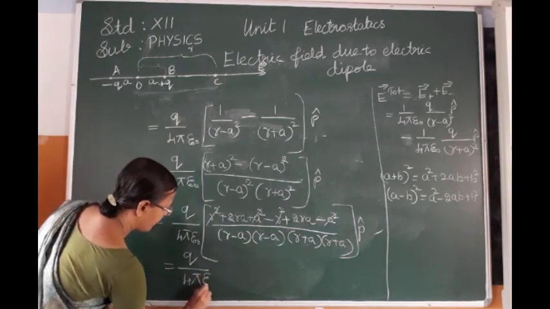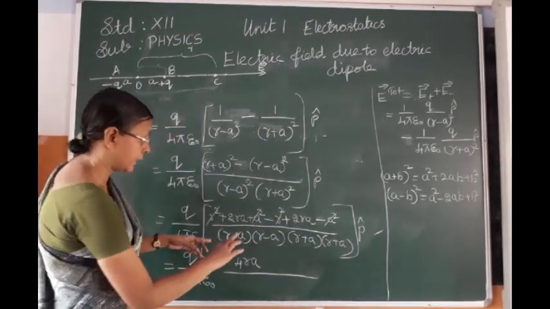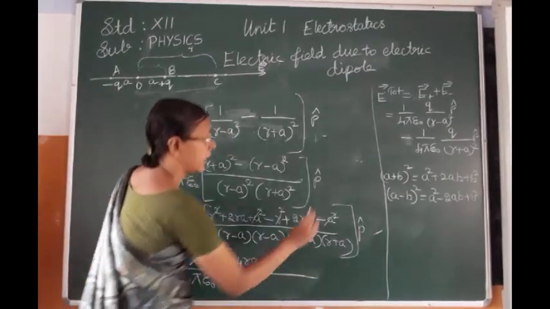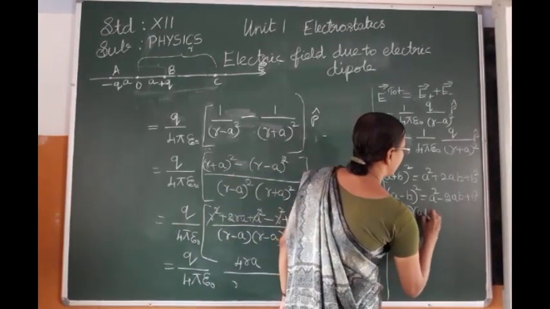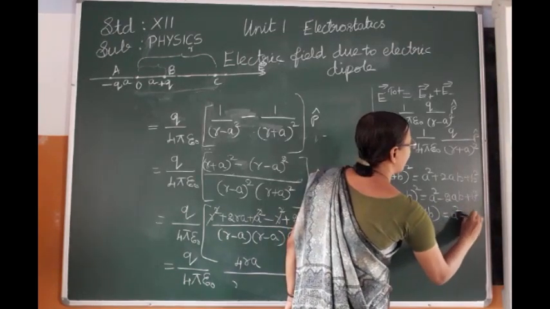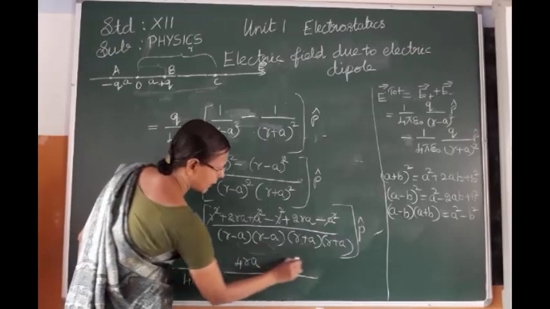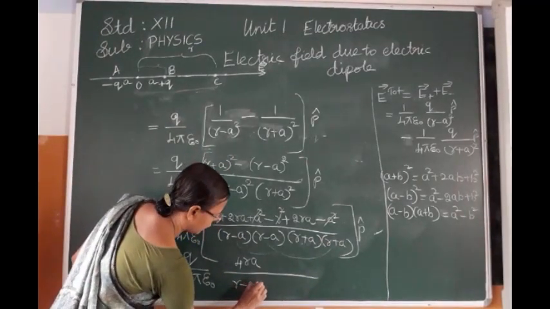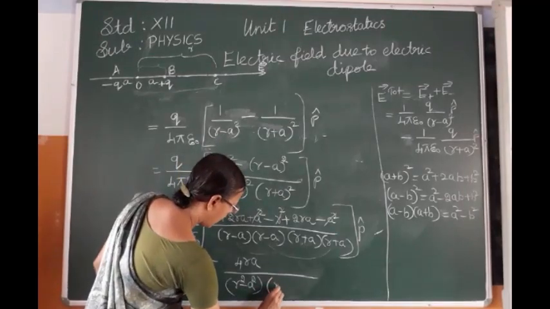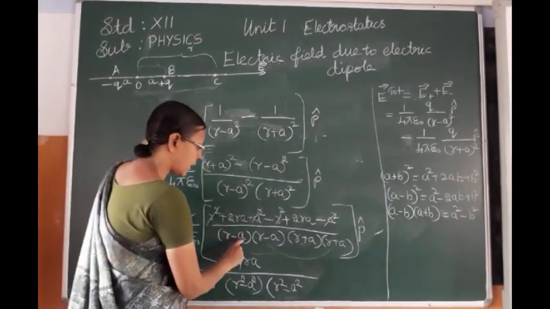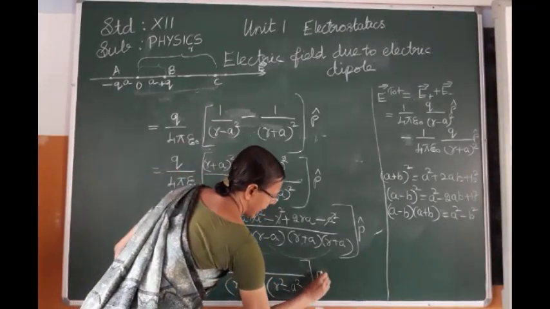Q divided by 4 pi epsilon 0. So 2 plus 2, 4ra divided by, this one we can take, (r minus a) into (r plus a). Here another mathematical identity we are going to use: (a minus b) into (a plus b) is equal to a square minus b square. So (r minus a) into (r plus a) is r square minus a square. Next, into r square minus a square, r minus a and r plus a, r square minus a square, first r, then p cap.